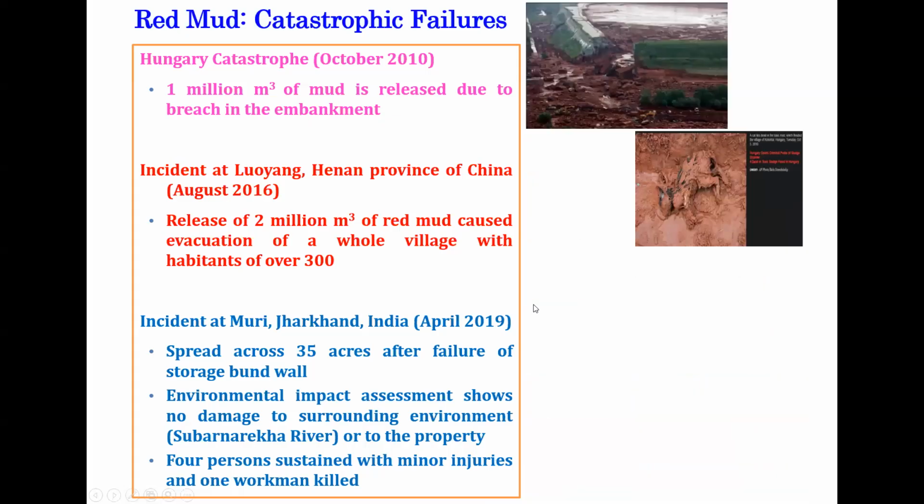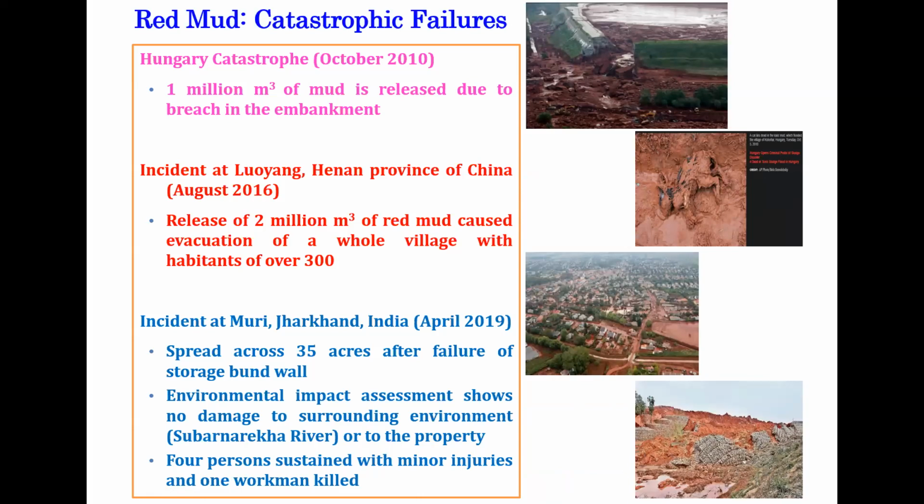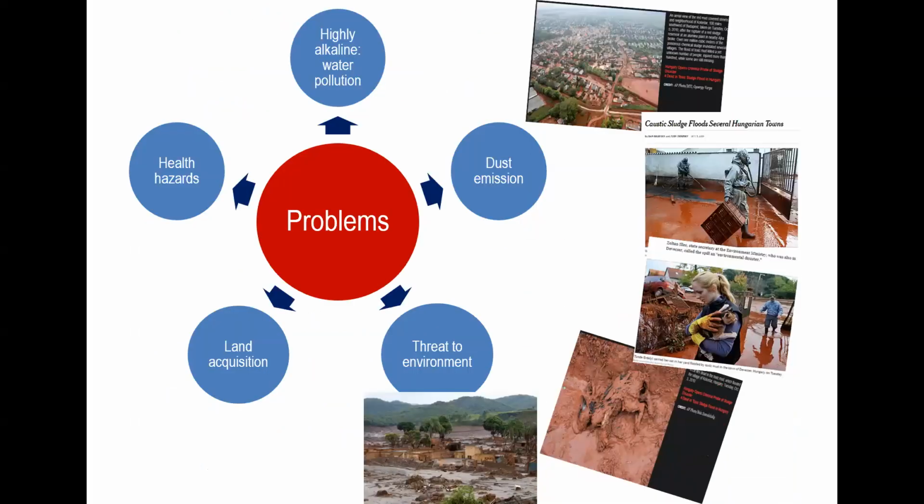Yeah. So these are a few catastrophic failures of various impoundments that have been recorded across India and across the world. But what would be the other problems posed by these waste materials? A few of them have been listed here. The first is the kind of health hazards that these wastes pose. Then the biggest problem nowadays, which every industry is facing, is acquisition of land. Then the threat given to the environment by these waste materials. Then fugitive dust emission. Then the leachate generated by these waste materials, and consequent pollution of groundwater reserves. So these are a few problems.